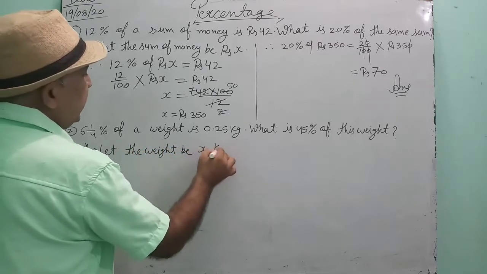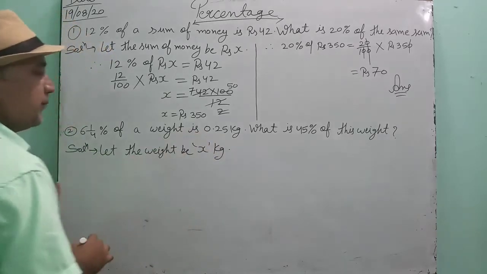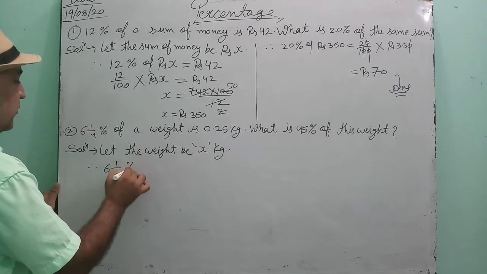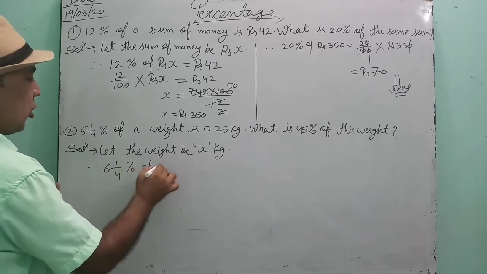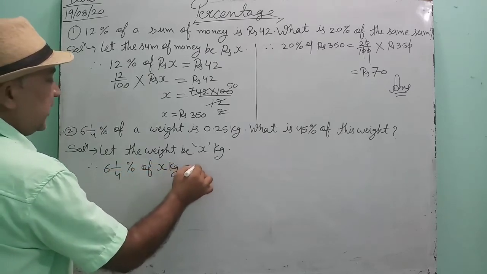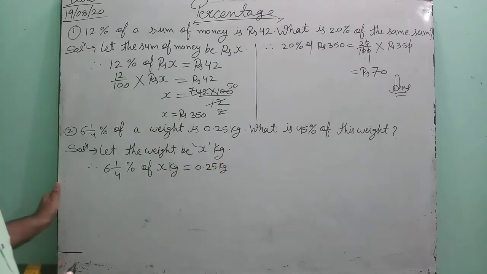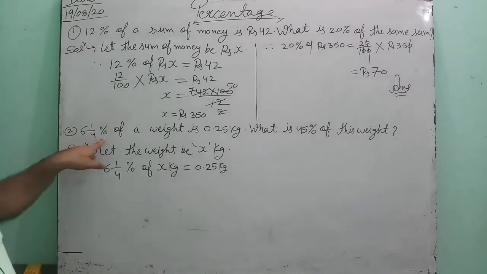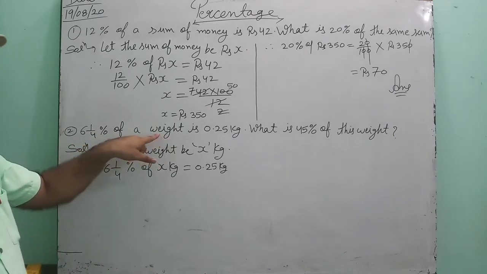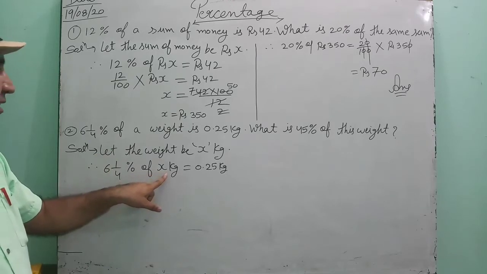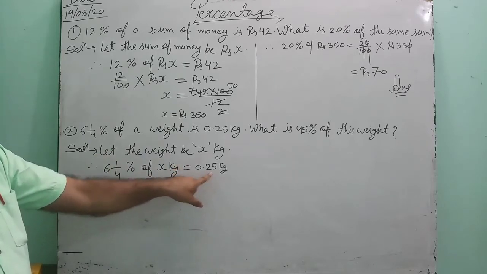the weight be X kg. Therefore 6 1/4% of X kg is equal to 0.25 kg. This is your equation. 6 1/4% of a weight. The weight we have taken as X kg. So 6 1/4% of X kg is equal to 0.25.